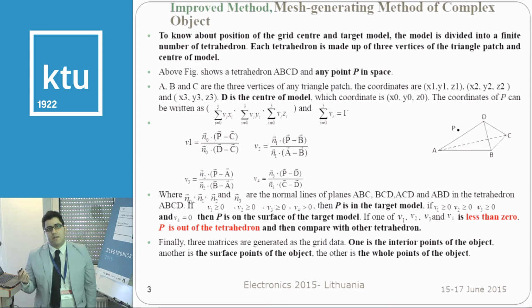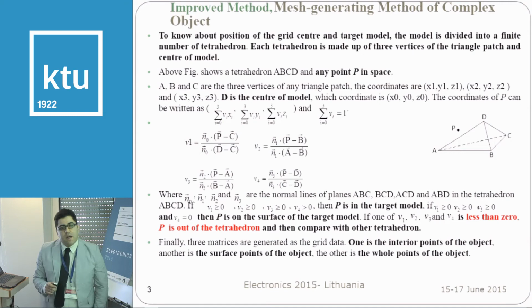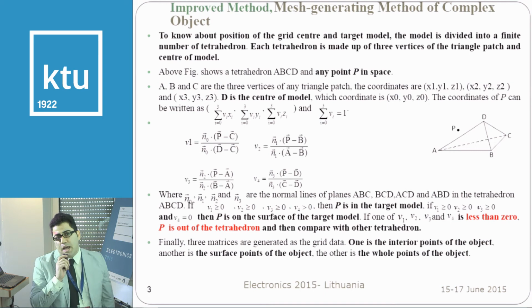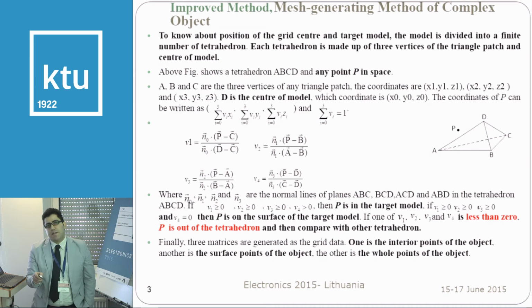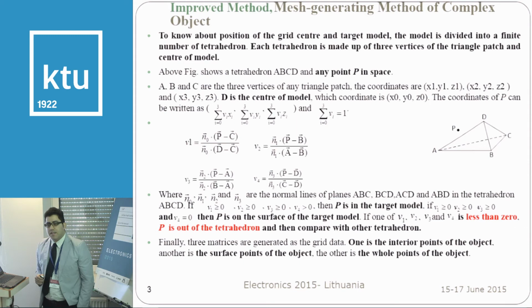So now we have four vertices, and if we want to analyze this, if we consider vertices 1, 2, and 3 equal to 0, and only the fourth one, which is the center of the model, greater than 0, then we can conclude that P is inside the target model. And under the same condition, if V4, which is again this D center, is 0, then we can consider that P is on the surface. And if all these values are equal to 0, we can say that this tetrahedron is not the target, and we must compare the model with another tetrahedron.